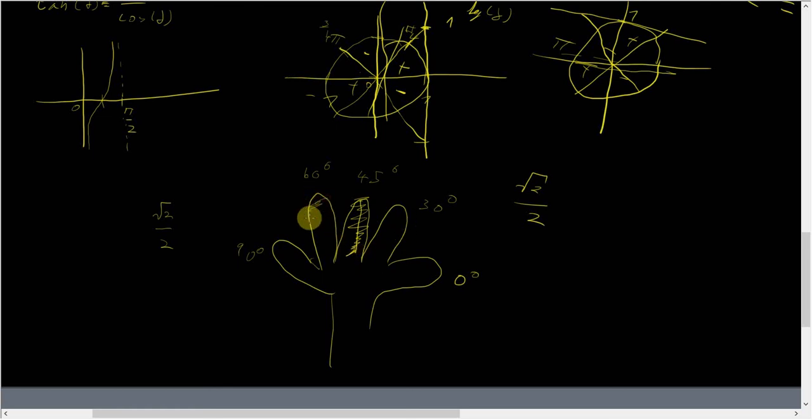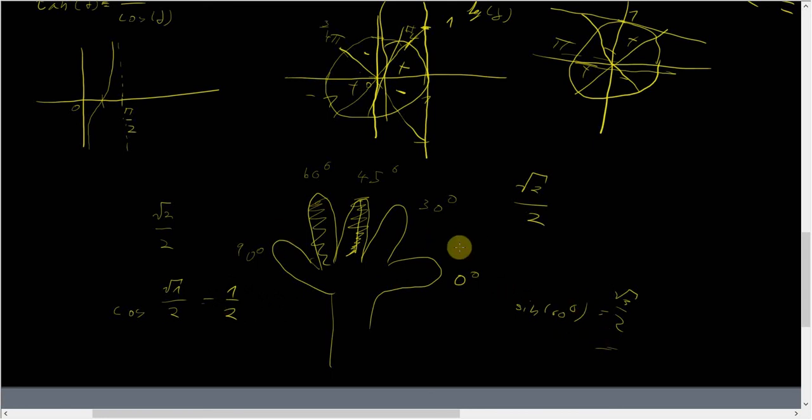What about 60 degrees? So I have 3 fingers on the side for sine and 1 finger for the cosine side. So that'll be the square root of 1 over 2 for cosine, and for sine of 60 degrees we'll get the square root of 3 over 2. Square root of 1 is 1, so we get 1 over 2, and the square root of 3 over 2.